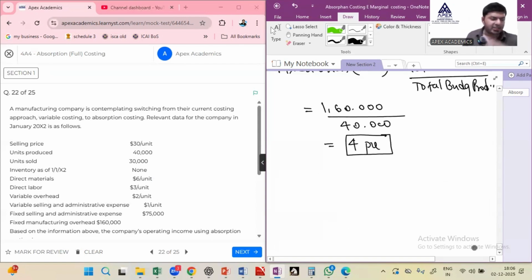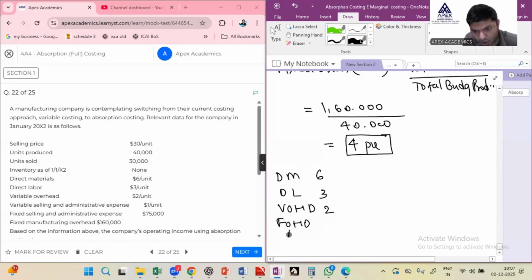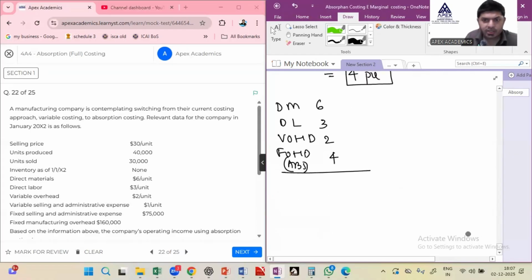Now, please pay attention to my next statement. Under absorption costing, my cost of production will include direct material, which is 6. It will include direct labor, which is 3. It will include variable overhead, which is given to be 2, and fixed overheads absorbed, which are 4. So what is my total? 6 plus 3, 9 plus 2, 11 plus 4, it is 15.